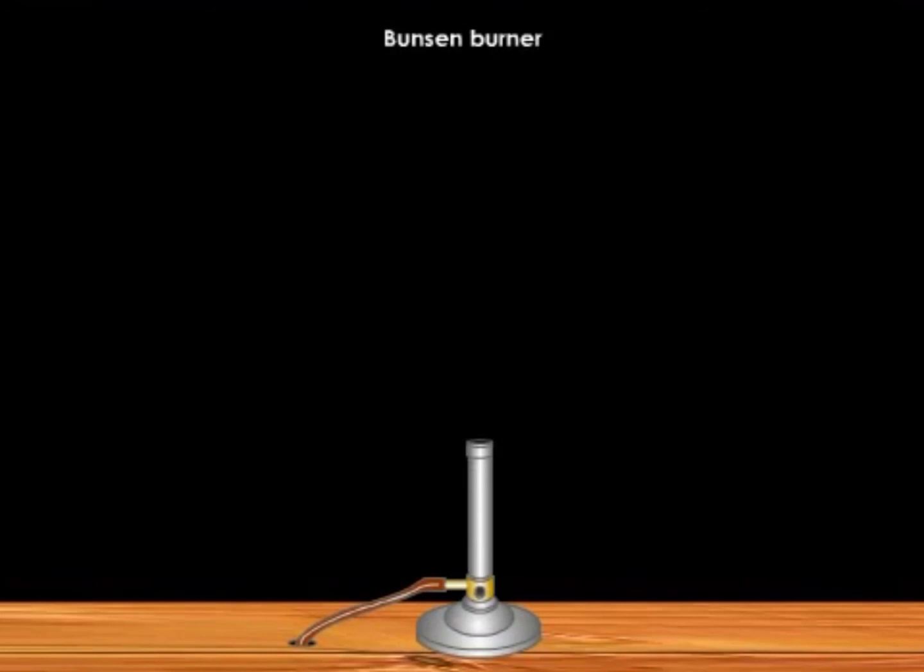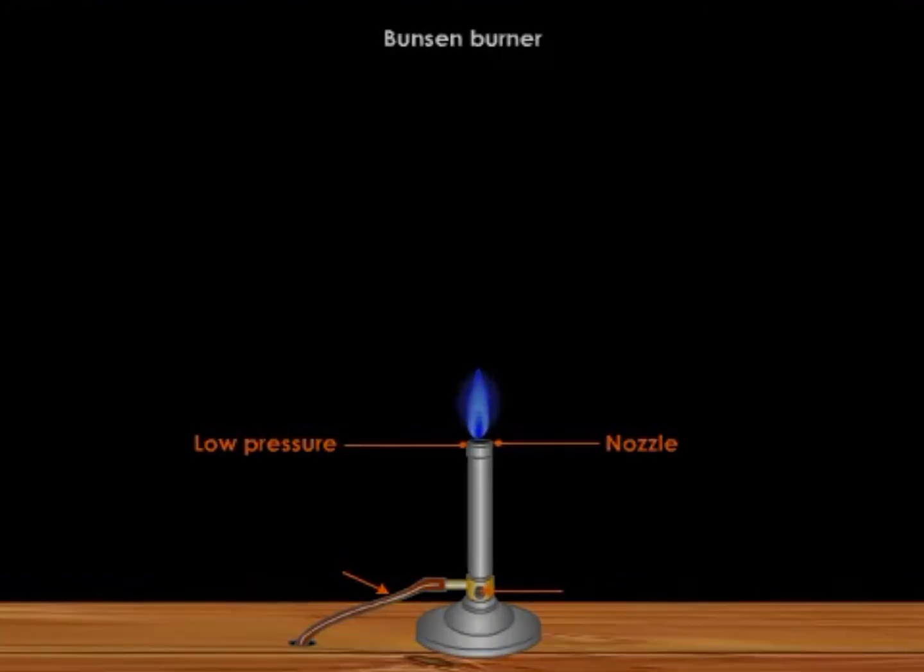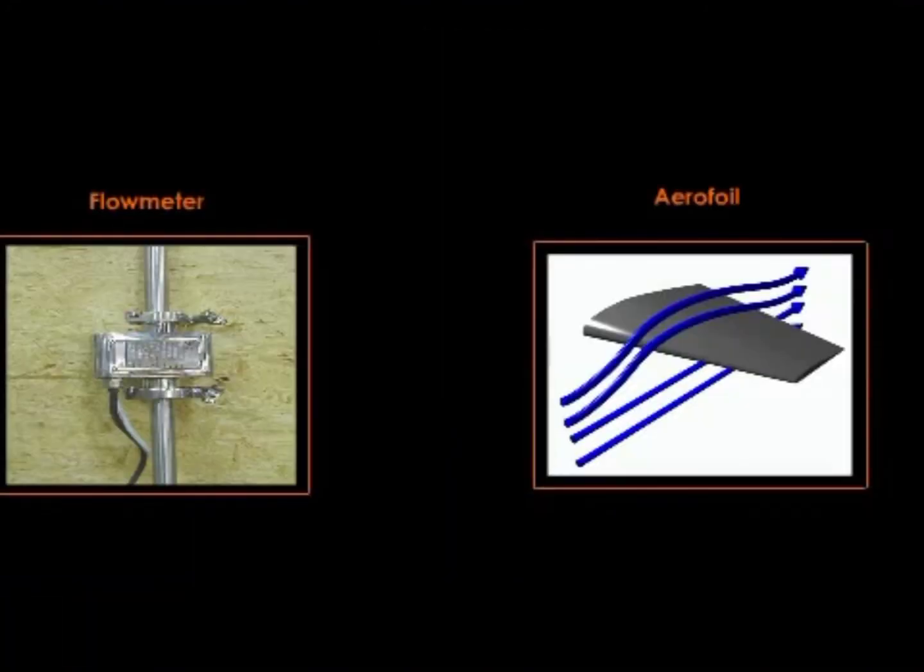Bunsen burner. One of the most commonly used appliances based on Bernoulli's theorem is the Bunsen burner. In a Bunsen burner, when the gas emerges out of the nozzle, the velocity of the gas increases and as a result, a region of low pressure is created around the nozzle. As a result, the atmospheric air flows towards the burner and the air necessary for combustion is sucked through the holes present on the burner. Working of flow meter and aerofoil are also based on Bernoulli's theorem.